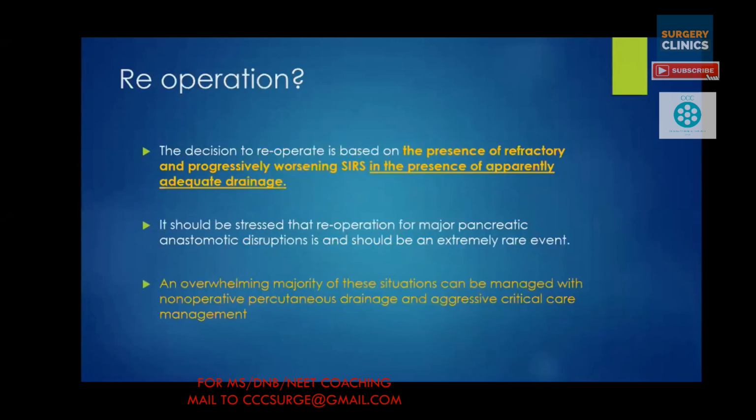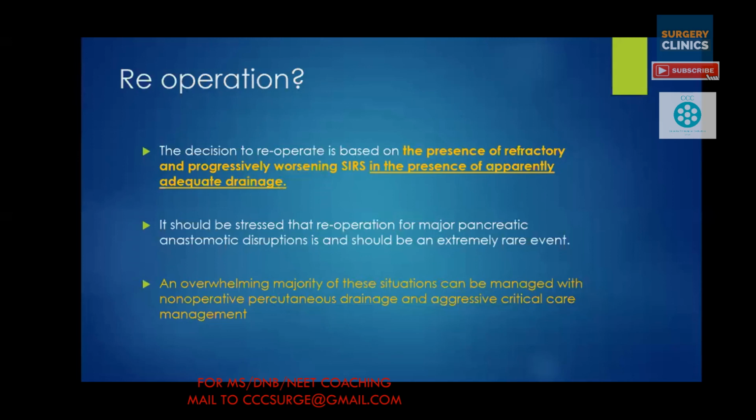Regarding the reoperation, I don't think sir has touched on exactly when we do a relaparotomy in type C. The decision to reoperate is based on the presence of refractory and progressively worsening SIRS in the presence of apparently adequate drainage. Be careful of this line. If the SIRS is progressing and you know that the patient is draining well, that means something else is happening. So we need to take him back for relaparotomy. It should be stressed that reoperation for major pancreatic anastomotic disruptions is and should be an extremely rare event.